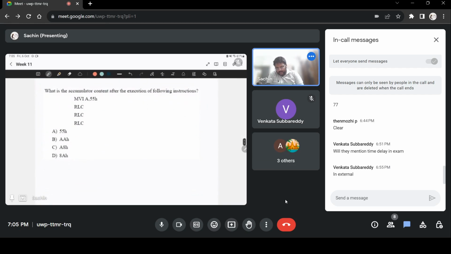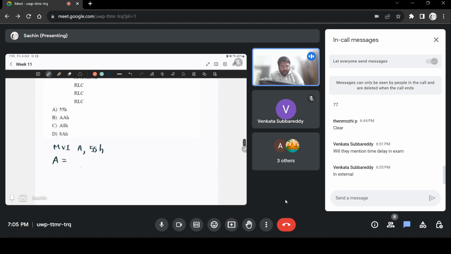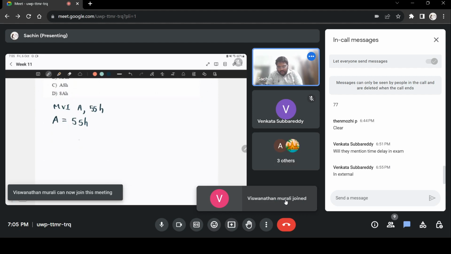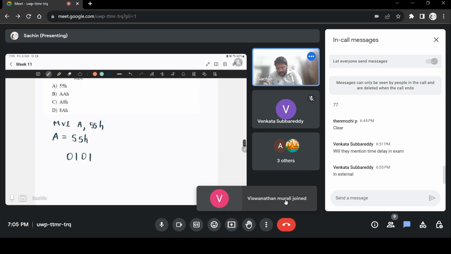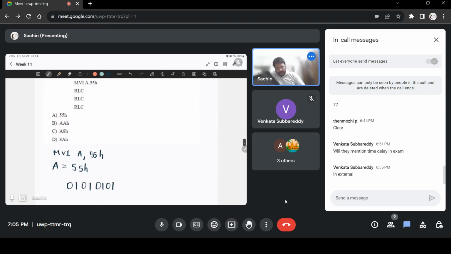Question 10 was left. What is the accumulator content after the execution of the following instructions? MVI A 55H. What will it do? It will move 55H to the accumulator. So A is equal to 55H. What is 55H? It is 0101 0101 in binary. Then you do RLC 3 times.